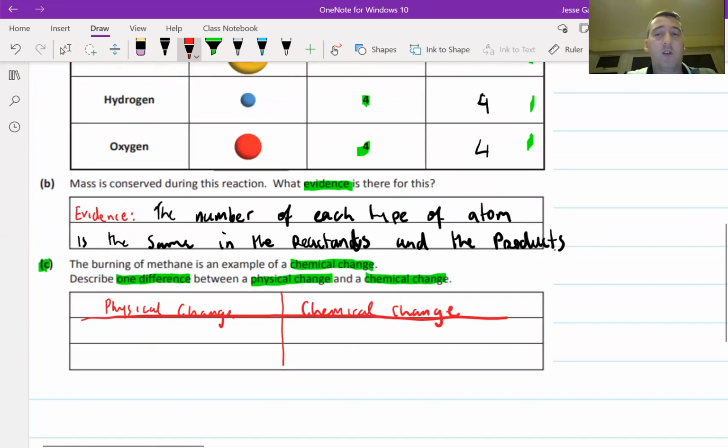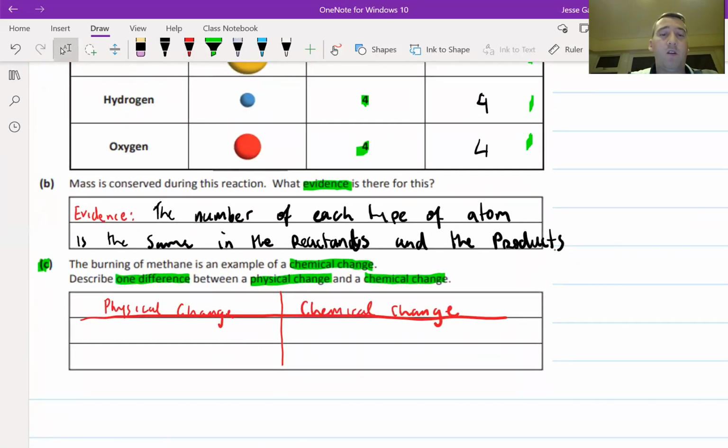So if you weren't able to do this, hopefully you can now pause the video and complete this table about the difference between chemical changes and physical changes. Okay, so you should only be playing now if you have a final answer for this. Chemical changes and physical changes, the main difference is that physical changes don't make new substances.